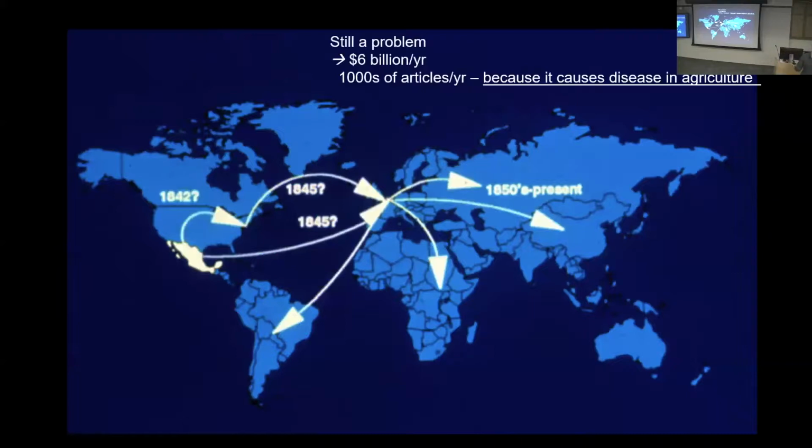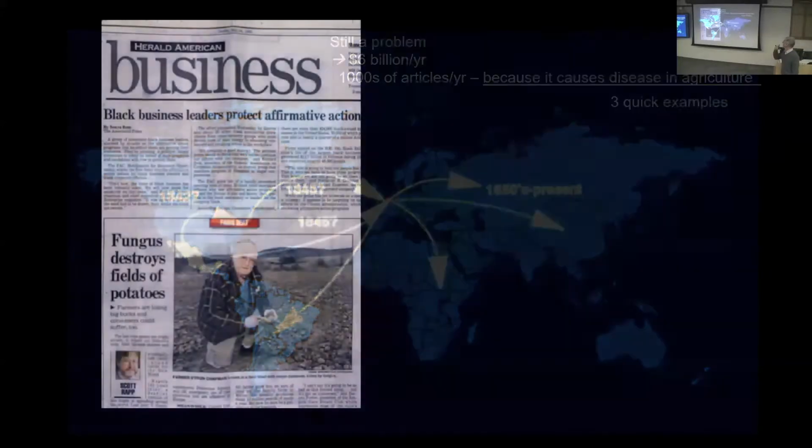Many of them are in the refereed literature, but some are not. And that's because it causes a disease in agriculture, is the reason that it's important. I'm going to give 3 quick examples from my experience of why this is an important pathogen.